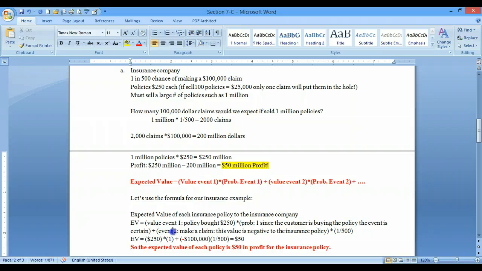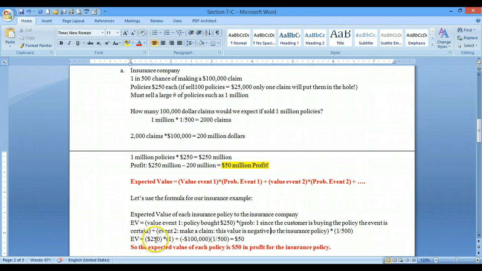Now the second event is that this policyholder actually makes a claim. If they're making a claim, this is money coming out of the insurance company to the policyholder. And so this value is negative because it's a payout from the insurance. The probability of that happening, we talked about earlier, is 1 out of 500.